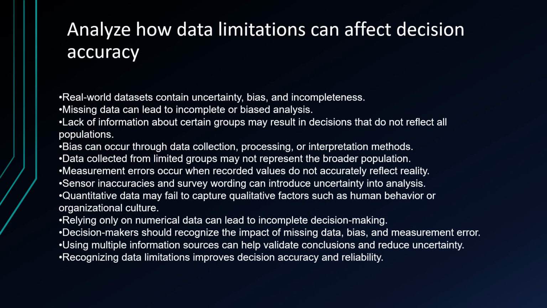In this section of the module, we're going to analyze how data limitations can affect decision accuracy. One of the most important realities of analytical work is that real-world data sets are rarely perfect. Although analytical systems are often presented as objective and precise, the quality of their outputs depends heavily on the strengths and weaknesses of the underlying data.